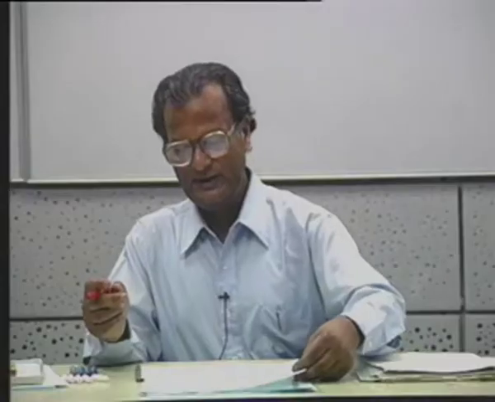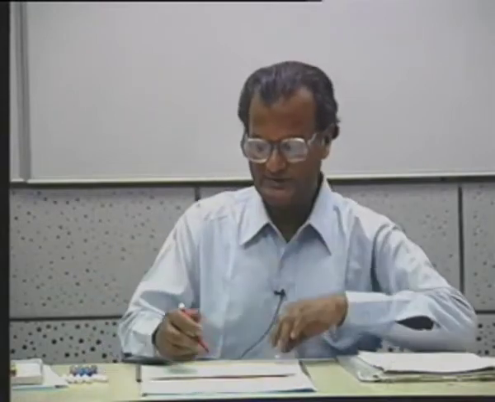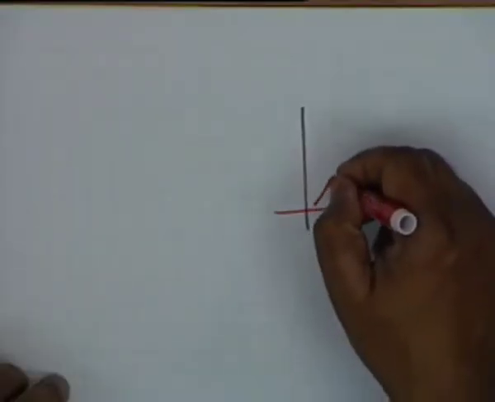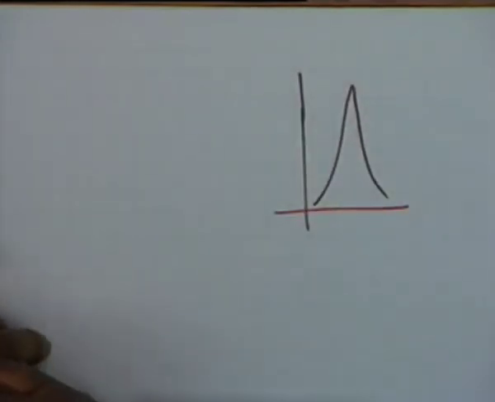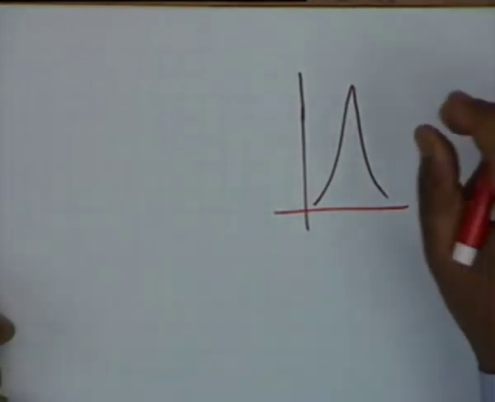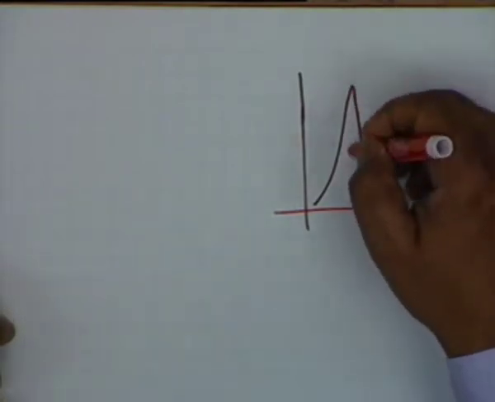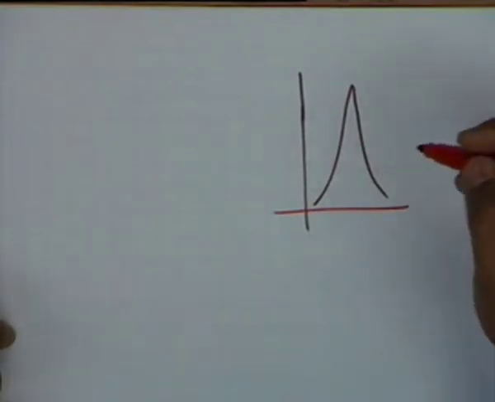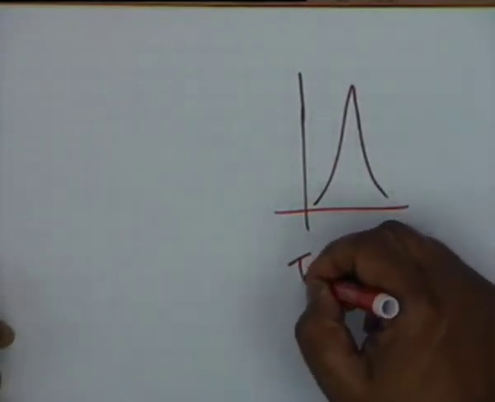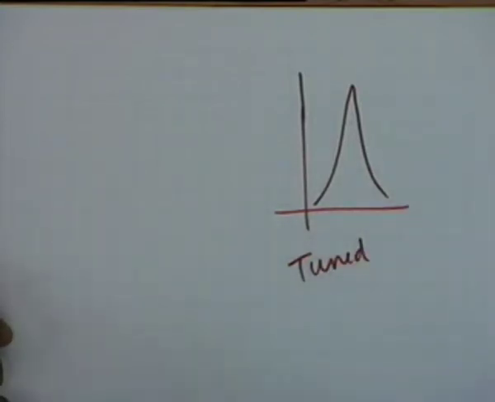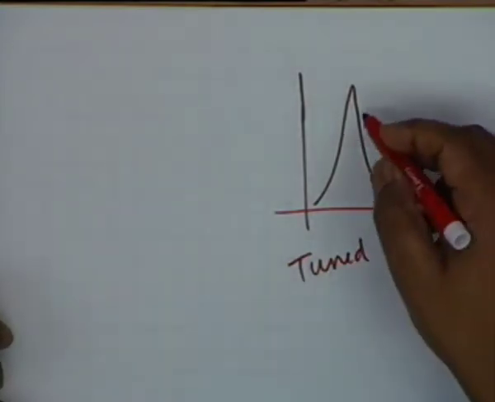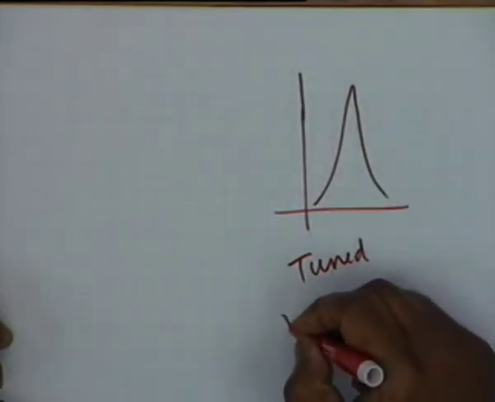You might require an amplifier, as you do in the case of a radio receiver or a TV receiver, so that only a narrow band of frequencies are required around the center frequency. Well, then such an amplifier is called a tuned amplifier. A tuned amplifier has a narrow band, okay, tuned or narrow band.